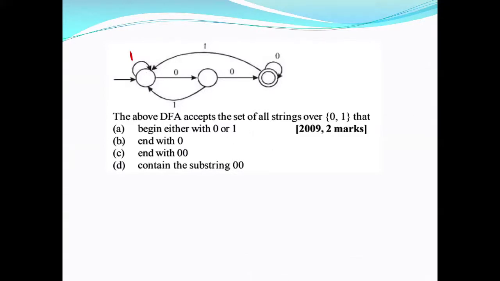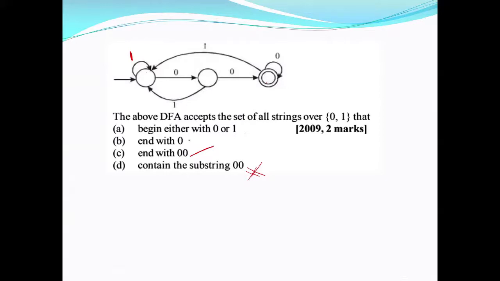you look at this, begin either with 0 or 1, this is wrong. End with 0, no, ending with 0 it is not accepting, single 0. End with 0 0 may be true, and contain the substring 0 0, not true. So end with 0 0, so after 0 0 0 you get one more 0, it will also end with 0 0, and you get 1, you are coming here, right? So when you get one more 1 here, you are coming here and then checking back for 0 0. So this option is right.